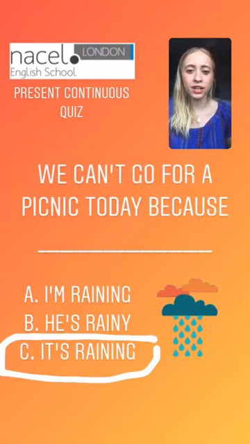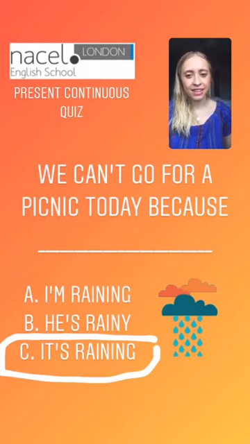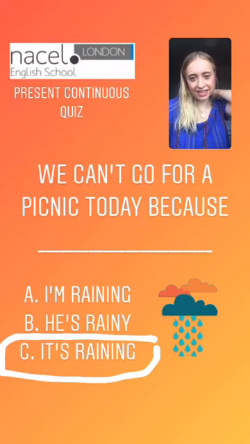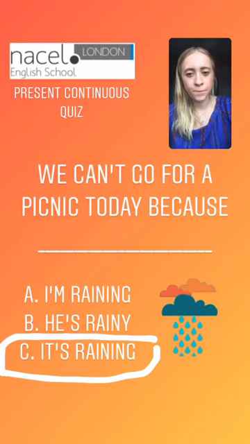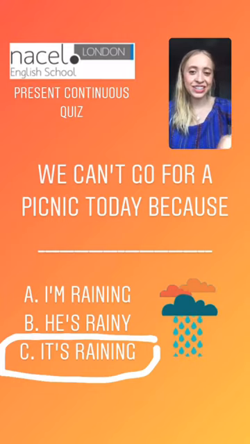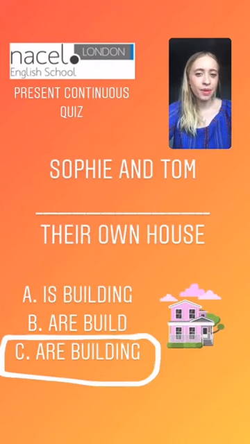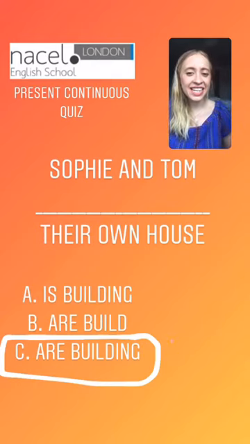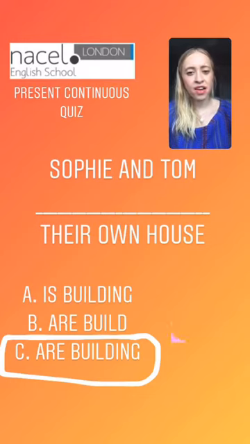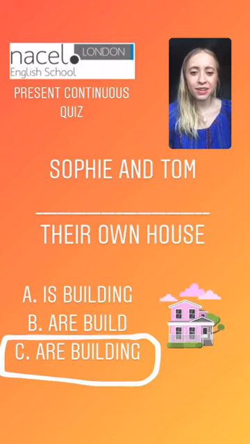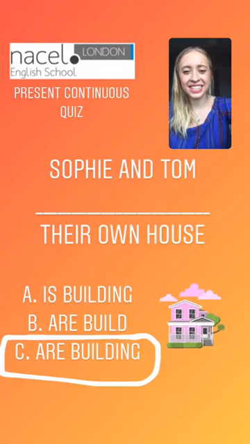So this was number 1. We can't go for a picnic today because C, it's raining. The weather, we would use it. It's raining. Well done if you got C correct. Let's have a look at the next one. Sophie and Tom blank their own home. The correct answer was are building. Sophie and Tom are building their own home. Well done if you got that correct.